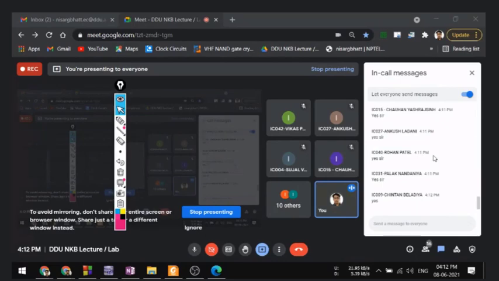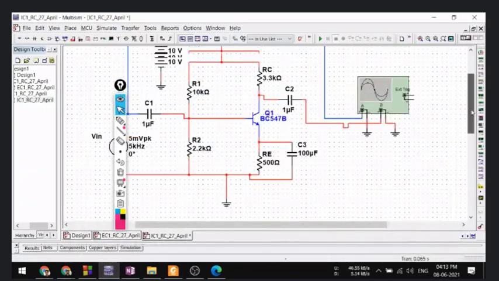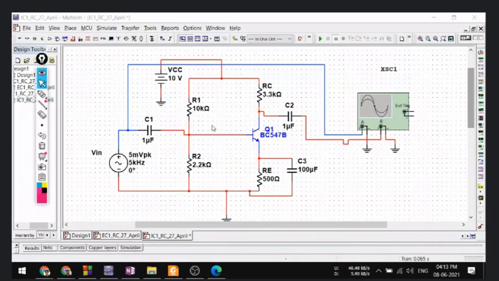Please, students, try this circuit. So please, students, look, this one is the circuit. Hope you are having that circuit. This is the circuit that you have to use for the effect of RE, and here you have to decrease the value of RE. This RE you have to decrease and take the reading on the oscilloscope.